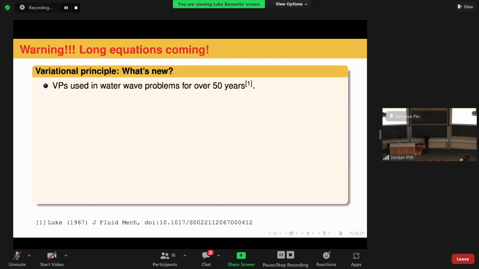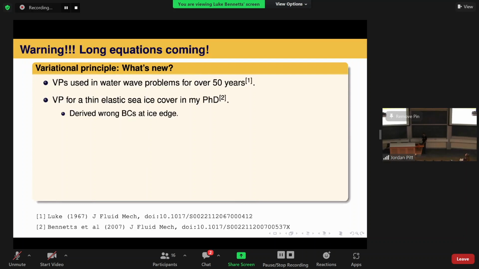But before I get into the nasty stuff, I want to give you some context, so you can glaze over for a few slides and I'll tell you about the novelties in the equations I'll be presenting. Variational principles have been used for water wave problems for over half a century, including by me during my PhD, but as I told you a few slides ago, I did it incorrectly. I derived the wrong boundary conditions.